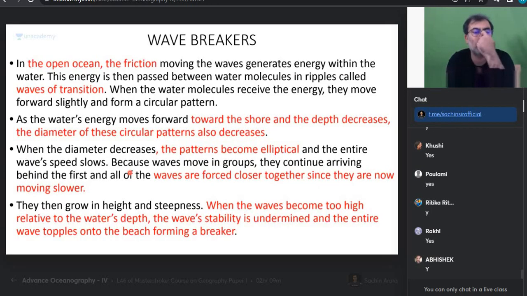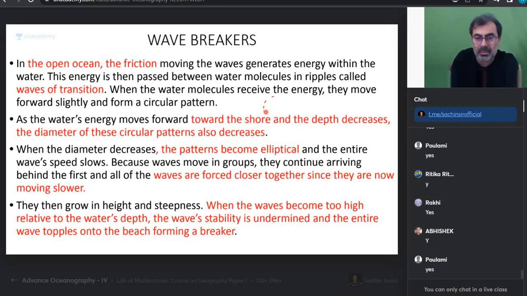चलिए आगे बढ़ते हैं. Wave breaker. The open ocean friction moving the wave generates energy within the water. The energy is then passed between water molecules in ripples called waves in transition. The water's energy moves forward towards the shore and the depth decreases, and the diameter of these circular patterns also decreases. So पहले ये diameter था, अब ये थोड़ा छोटा होकर इस तरह हो रहा है, and then it is further like this, and then this force breaks. Wave. Is everyone okay?